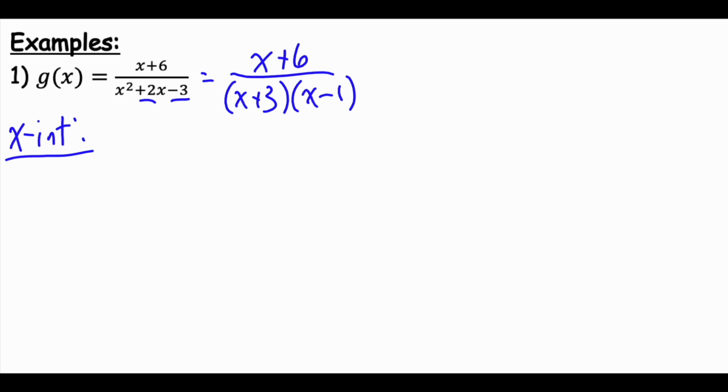So that's going to be a +3 and a -1. So x-intercepts. There are no limits on your x-intercepts. You could have no x-intercepts. You could have 1, 2, 3, 4, 5. There are no limits to that.